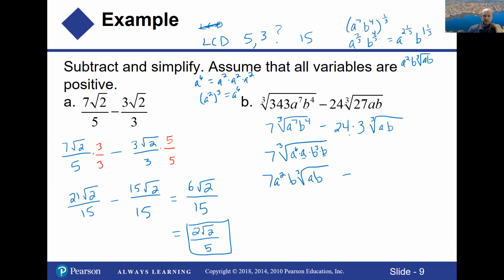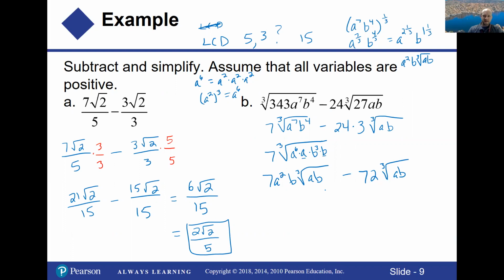Now I have 24 times 3. I did not do anything with that. What is 24 times 3? That is 72. And then again, I have the cube root of ab. And now these guys match. So cube root of ab, cube root of ab, those two match.